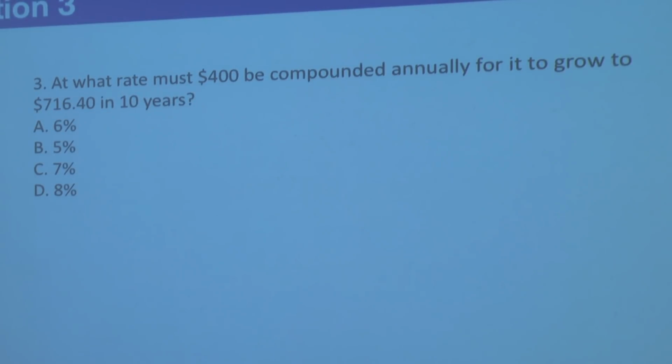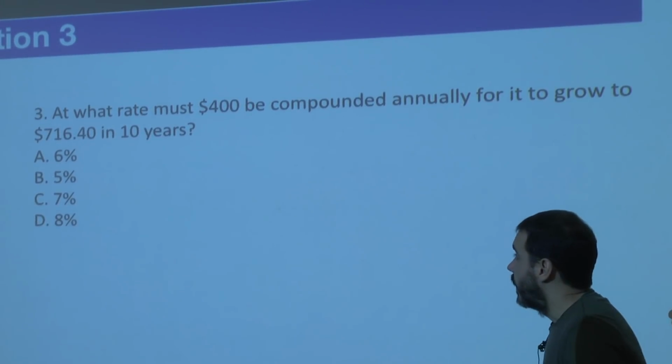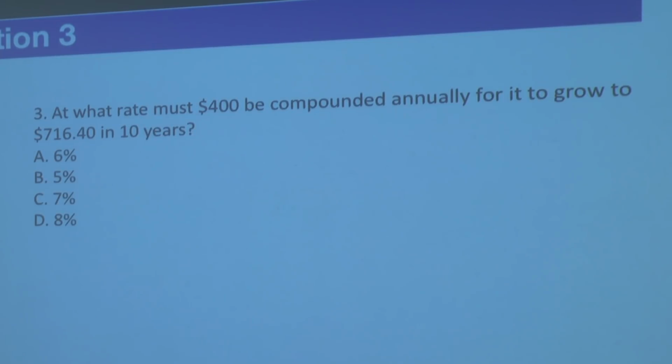At what rate must $400 be compounded annually for it to grow to $716.40 in 10 years? Okay, how do I solve this? We have present value and future value. Present value is going to be a minus, and we have the years. It's saying annually, we have annual %, so we get 6%.